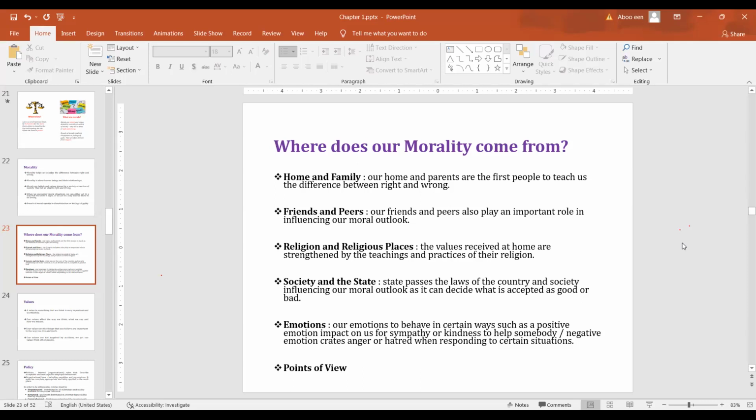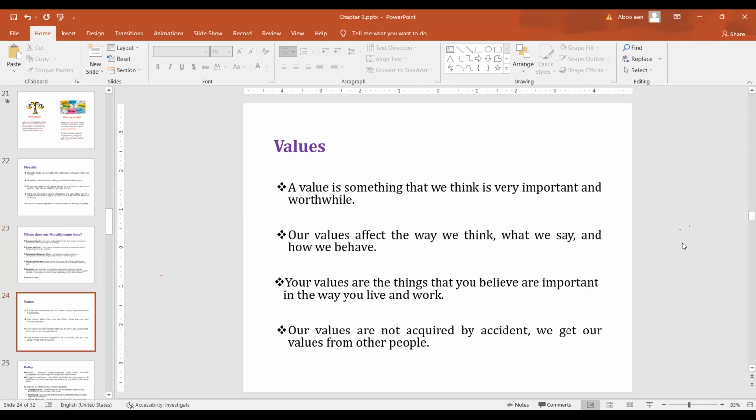Okay, exactly. Simply we may say values mean importance or worthfulness or significance. So when we take behavior, a value is something that we think is very important and worthwhile.